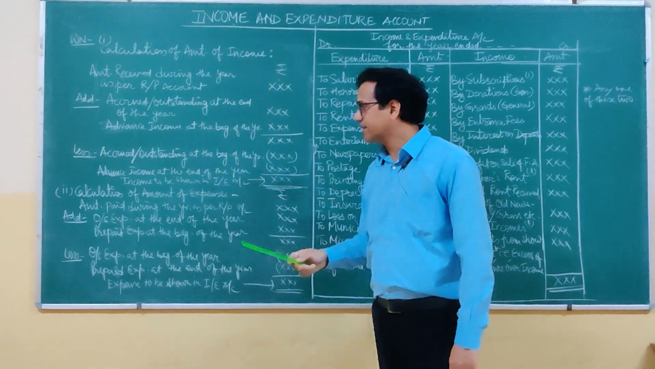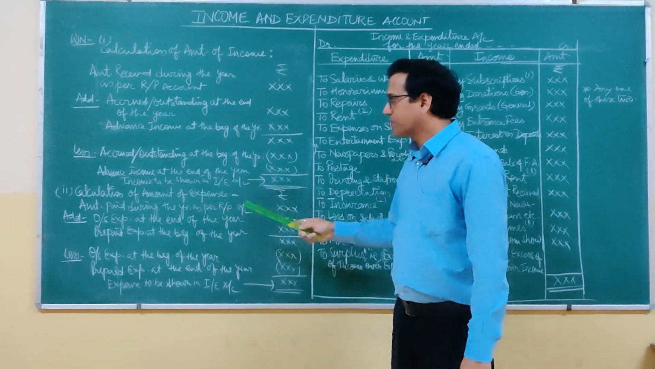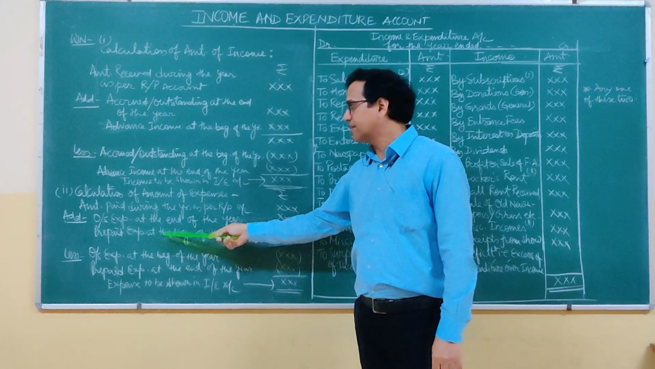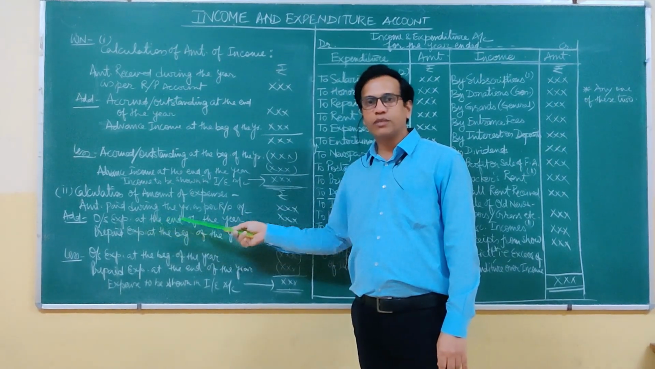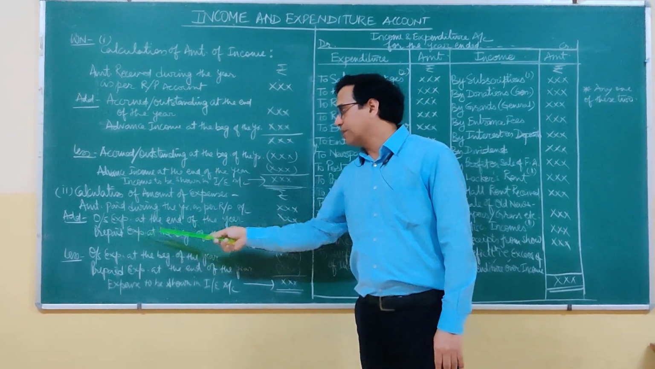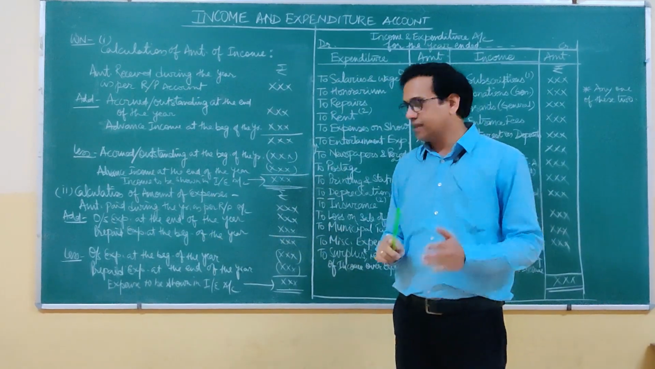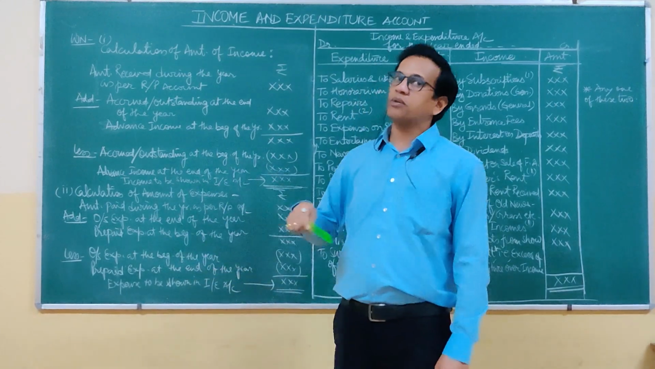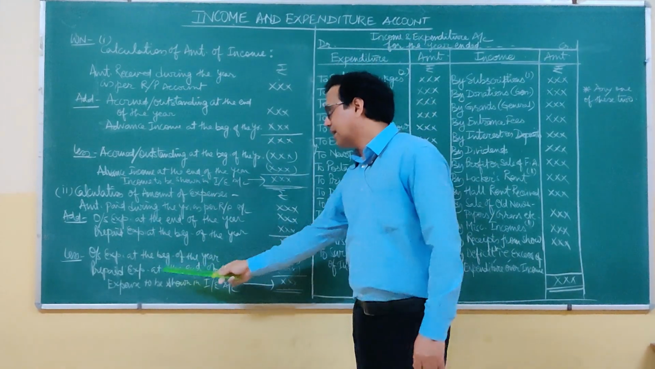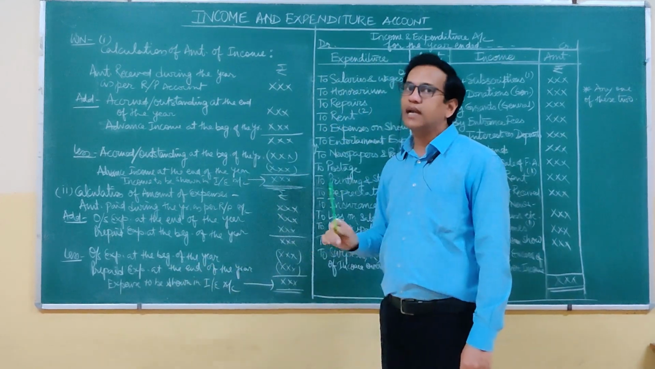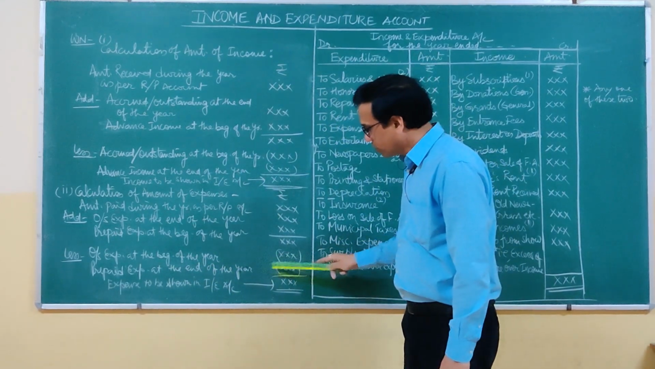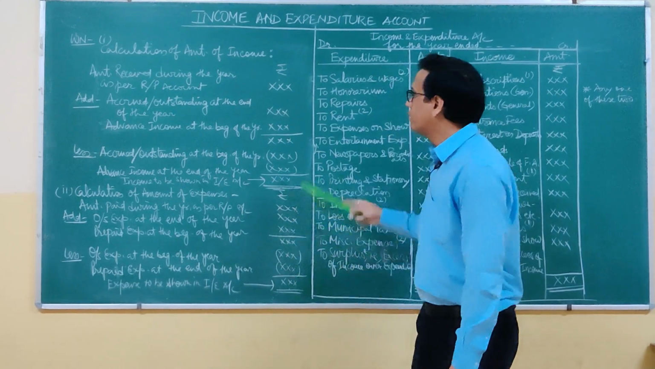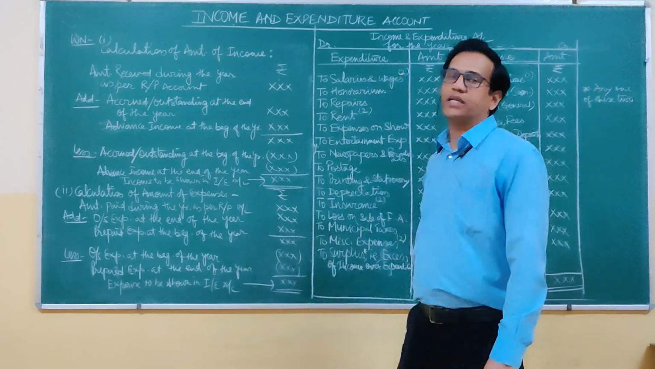So, how to calculate that? Calculation of amount of expense: the amount paid during the year as per receipts and payments account. In that, the amount of these two items, outstanding expenses at the end of the year and prepaid expenses at the beginning of the year, will be added, and from the total of these three items, we will subtract the amount of outstanding expense at the beginning of the year and amount of prepaid expenses at the end of the year. These two amounts will be subtracted from the total of the above three items. Then the final amount will be taken to the debit side of income and expenditure account.